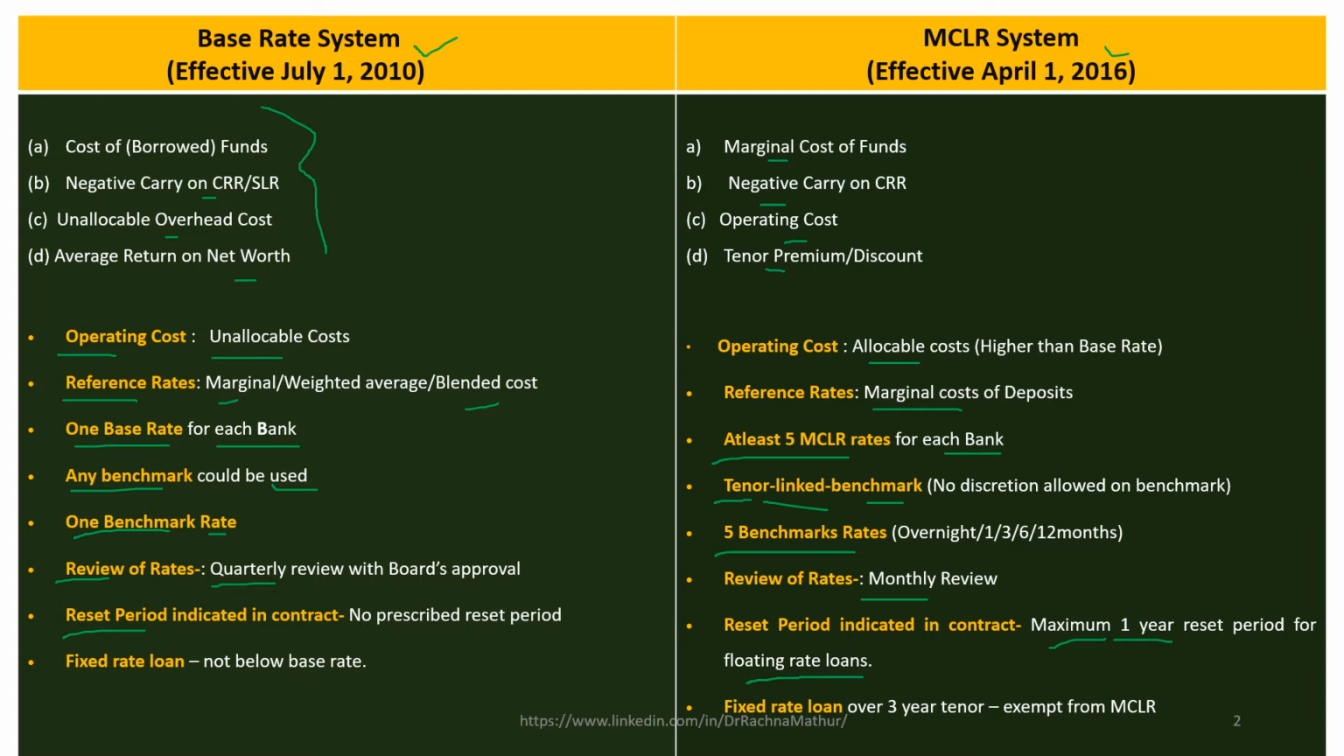Under the MCLR system, fixed rate loan over 3-year tenure are exempted from MCLR. But in a base rate system, fixed rate loan should not be below base rate.